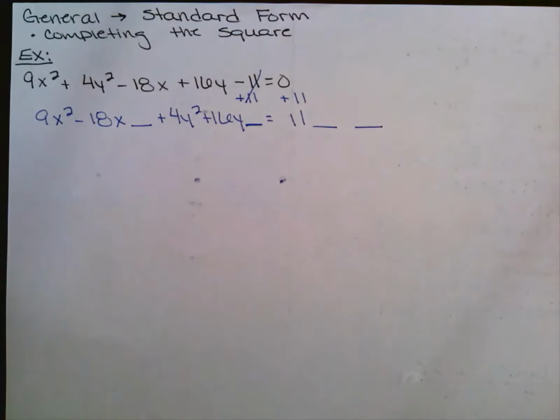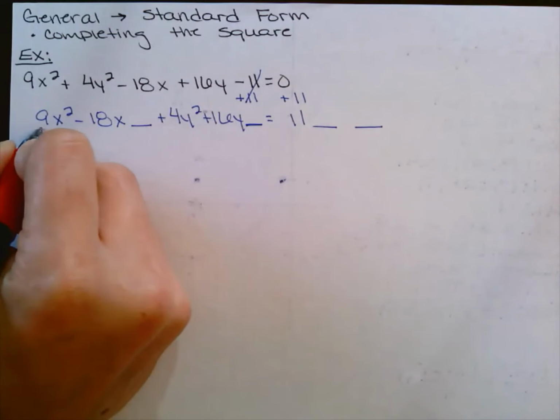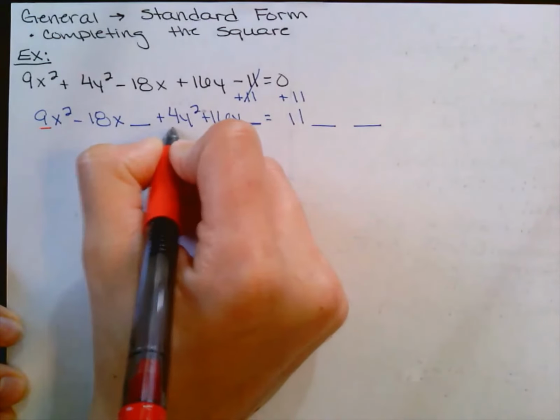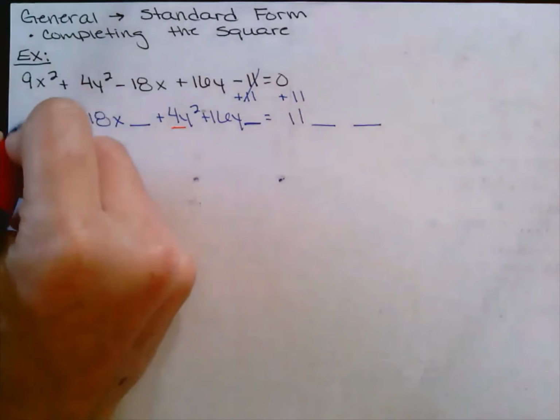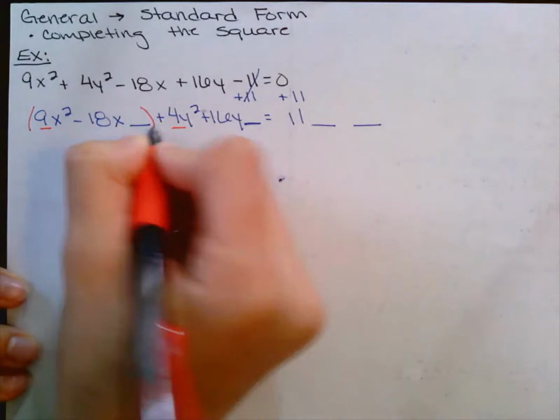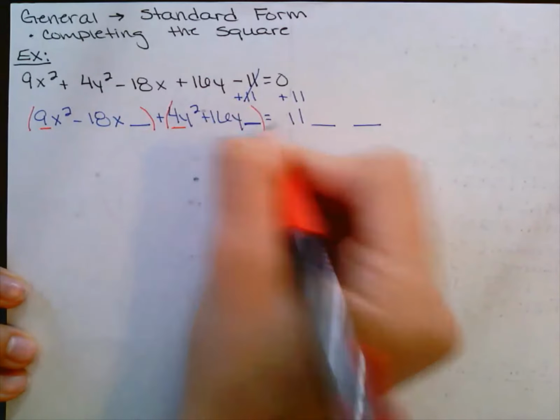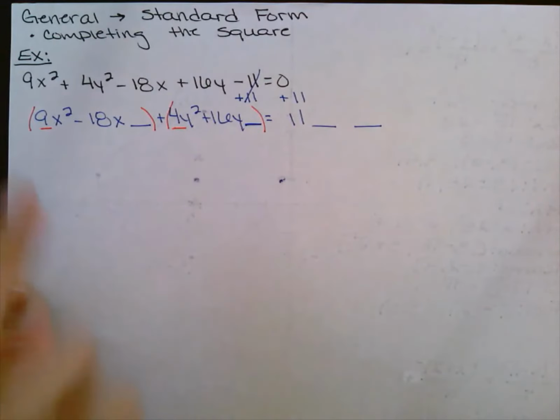Now, here is where your added step is. In order to complete the square, the coefficient of the x squared and the y squared has to be a 1. So what I'm going to do is group these together, and factor out the 9 from the x's and the 4 from the y's.